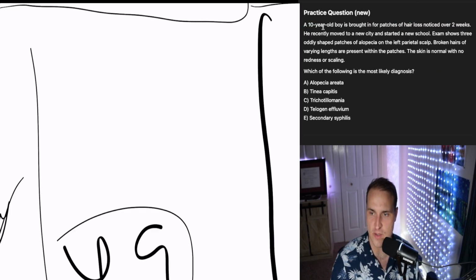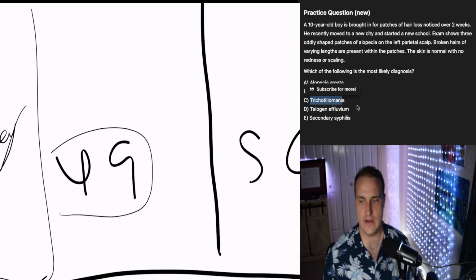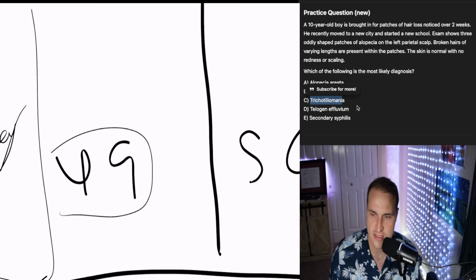Next, we're going to make this one super quick. Second to last question of this section. A 10-year-old boy is brought in for patches of hair loss noticed over 2 weeks. Recently moved to a new city, started a new school. Exam shows 3 oddly shaped patches of alopecia, broken hairs of varying lengths. So the varying length tells you that he's pulling it out. Trichotillomania. So we have irregular patches of alopecia with hairs of varying lengths and no inflammatory changes. So our answer is going to be C.